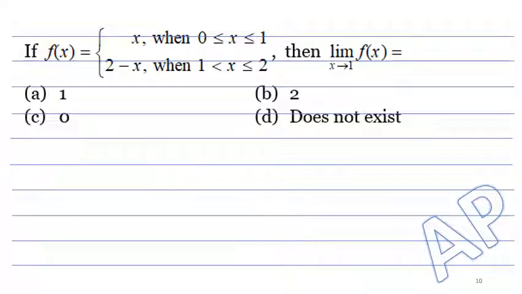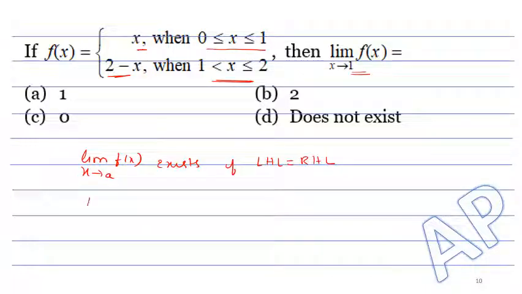If f of x is equal to x when x lies between 0 and 1 and 2 minus x when x lies between 1 and 2, then limit of f of x as x tends to 1 is option A 1, option B 2, option C 0 and option D does not exist. So we know that the limit of f of x as x tends to a exists if the left hand limit is equal to the right hand limit.